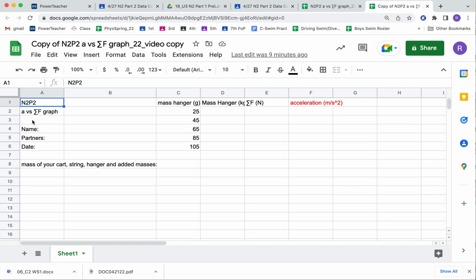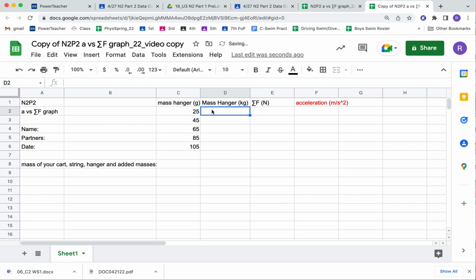So when you have your data table, there's a place for you to put your name, the names of your lab partners, today's date, and then also you're going to want to record the mass of your cart, string, and hanger. Notice that we've already put the mass of the hanger in here. Because the mass of the hanger is in grams, we need to set it up in kilograms. And we know there's 1,000 grams in a kilogram.